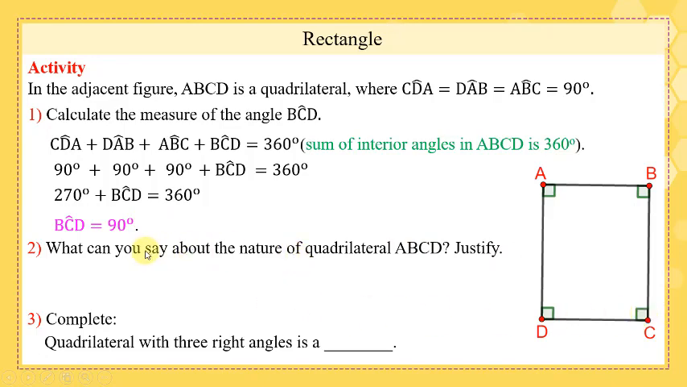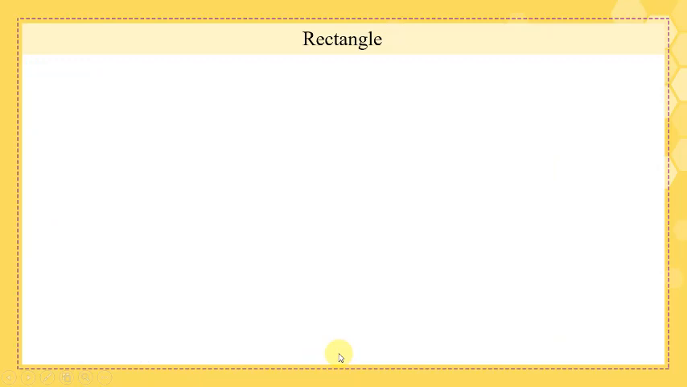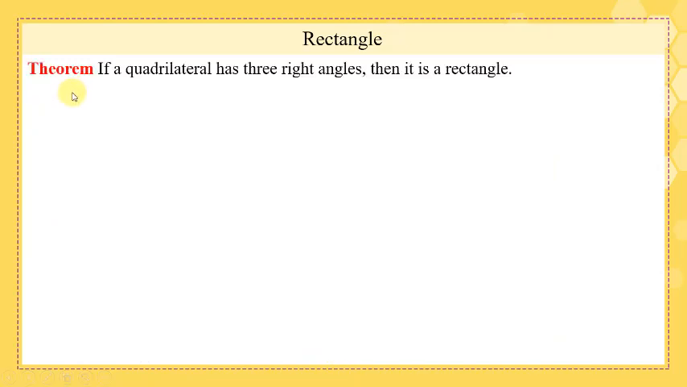What can we say about the nature of this quadrilateral? ABCD is a quadrilateral where DAB equals ABC equals BCD equals ADC equals 90 degrees. This is a rectangle. A quadrilateral with three right angles is a rectangle. Theorem: if a quadrilateral has three right angles, then it is a rectangle.